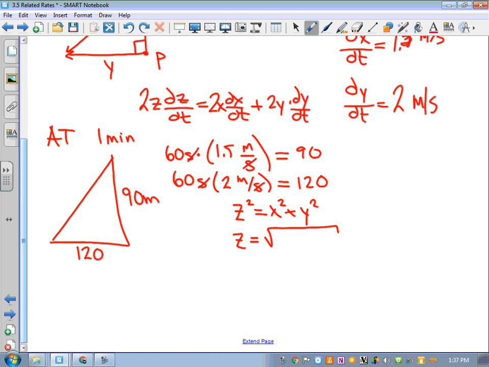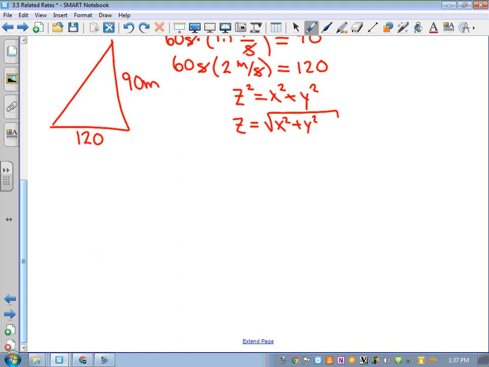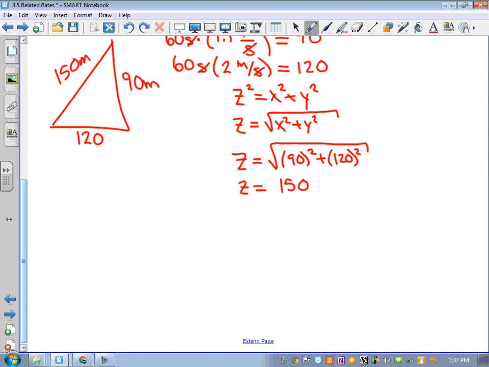And what we see is that z is equal to the square root at 1 minute, x is 90, and y is 120. And so I get that z would be 150. I'll put that 150 on my diagram. So really importantly, at 1 minute, z is 150, x is 90, and y is 120. So if we go back to our original equation, which was 2z times dz over dt, our derivative, is equal to 2x times dx over dt plus 2y dy over dt, we can now plug in all the information that we know. And the only information we don't know is dz over dt, which is what the question is asking us to calculate. So I'm going to make that substitution.